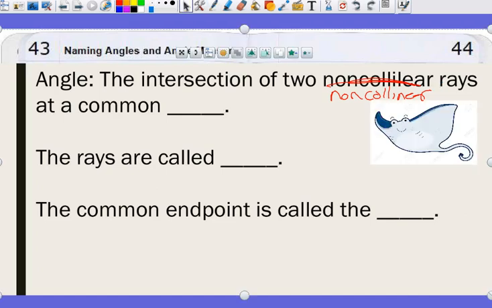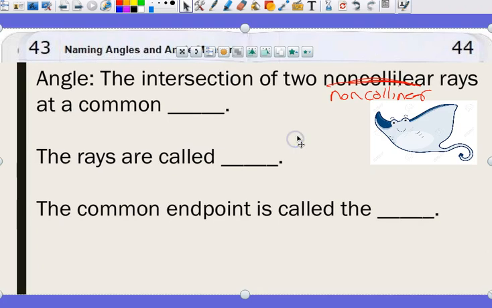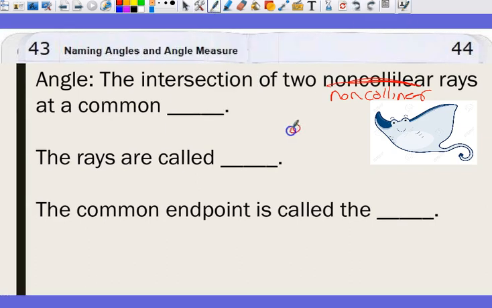All right. So an angle is the intersection of two non-collinear rays. So they look like this. Like that. That have a common what? What do those intersect at? At a point. So at a common point. Being specifically this point.